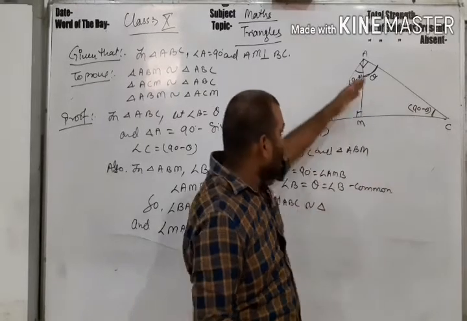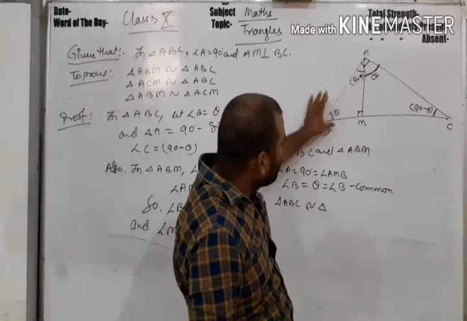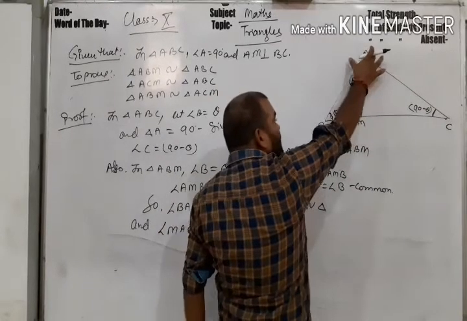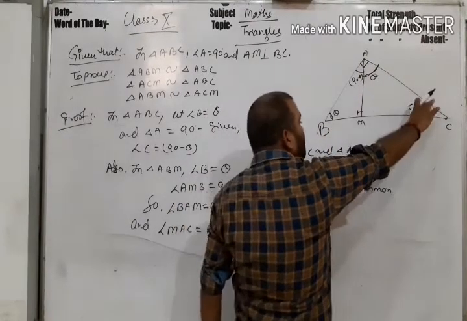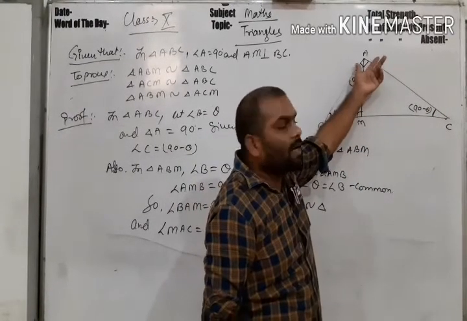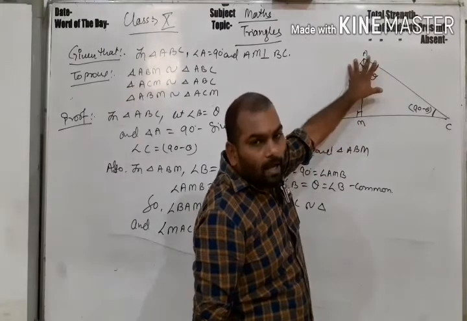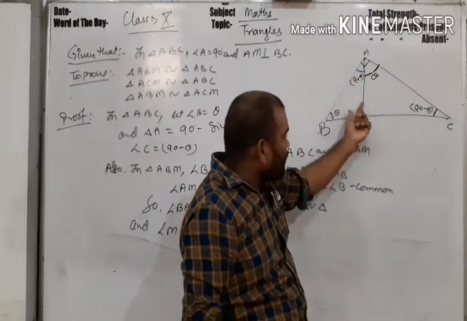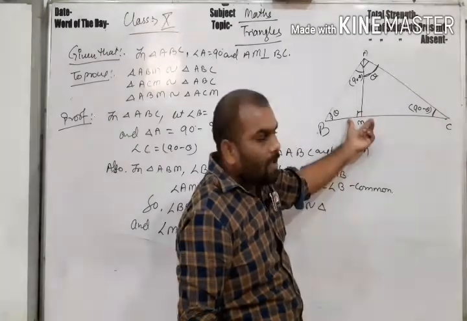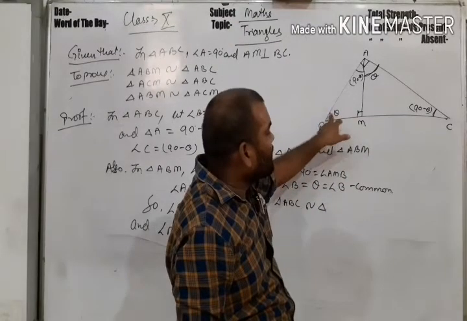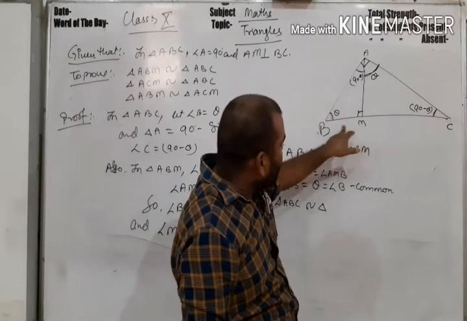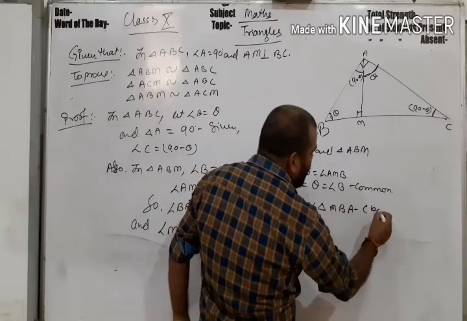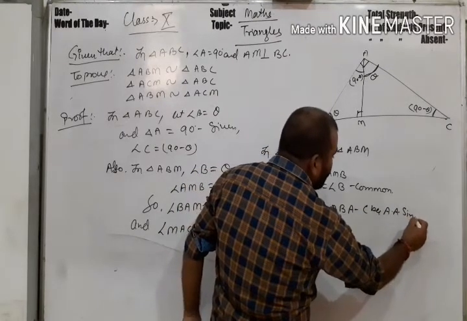We are taking triangle ABC, where angle A is 90 degree, B is theta, and C is 90 minus theta. Means first we are taking the name which contains the right angle, then we are taking the second name which contains angle theta. So in this triangle, the first name will be M because this contains the right angle, and the second name will be B because this contains angle theta. So the name is MBA, by angle similarity.